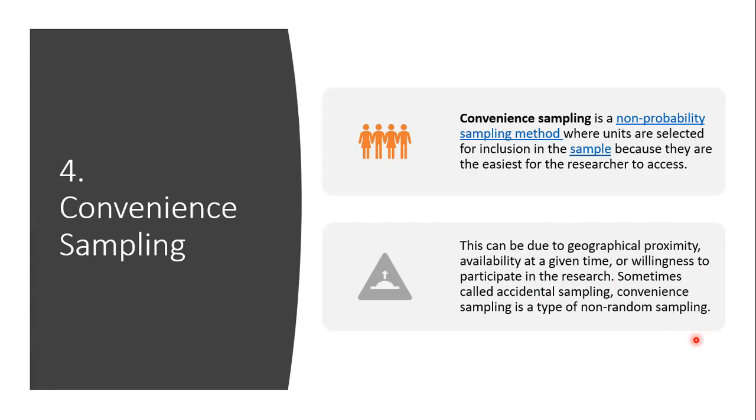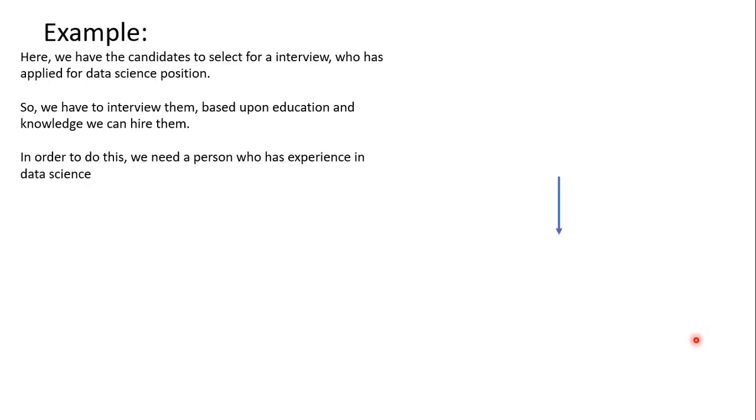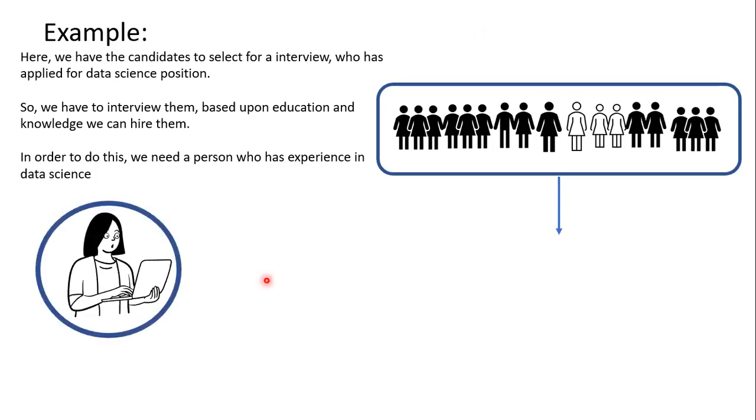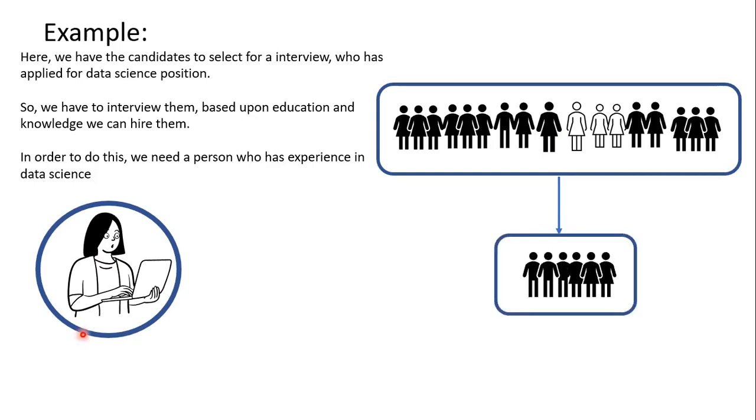So for example, here we have a candidate to select for an interview who has applied for the data science position. We have to interview them based upon education and knowledge so we can hire them. In order to do this selection, you need a person who has got experience in data science. Here we have a list of candidates who have come to attend the interview, and here we have a person who has got experience in the data science field. Once they select on the criteria they have, they will pick up the persons.